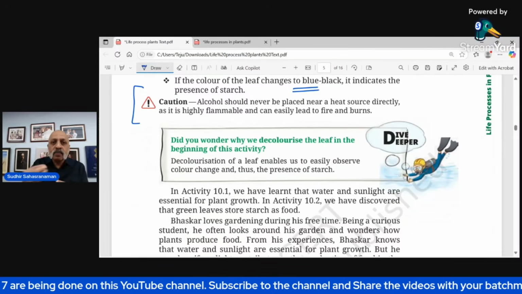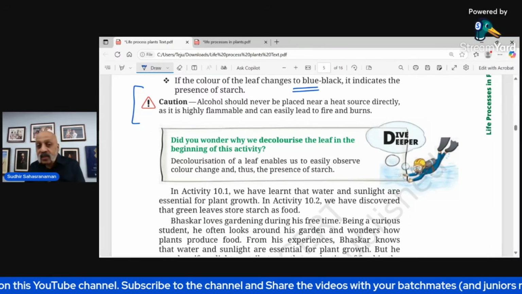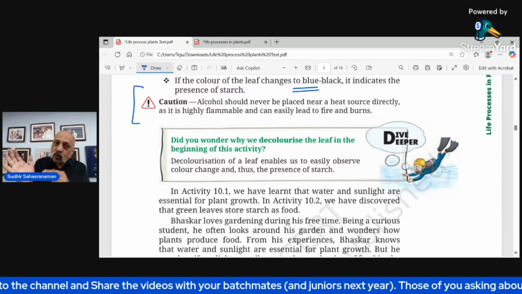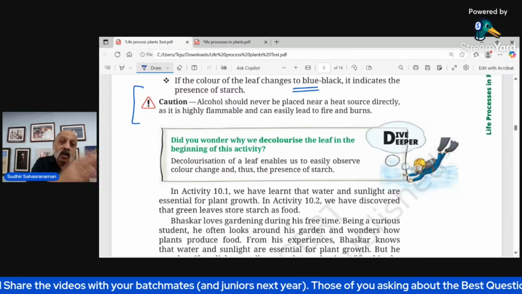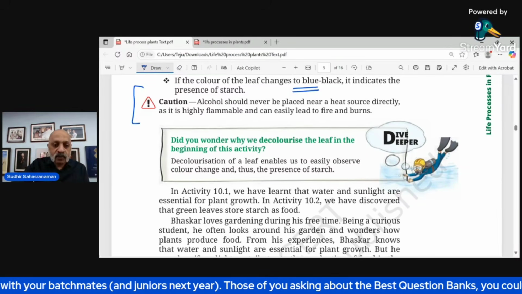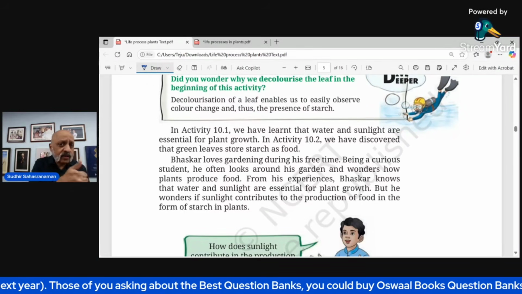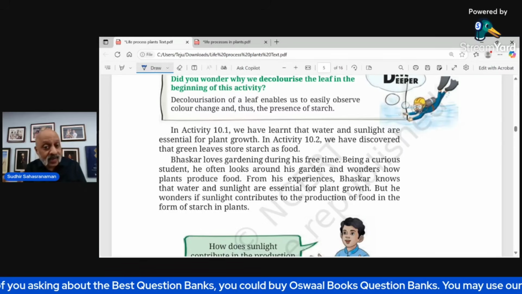Because it will enable us to see the color change. Otherwise, in the green color, if you change it, the blue color will not be very visible, which is why you're decolorizing it. Means you're reducing the green color from the leaf. Now, we have learned, if it turns into a blue-black color, it means it has starch.